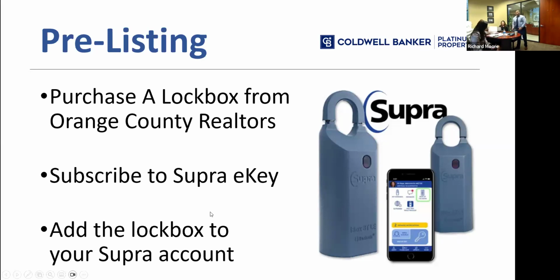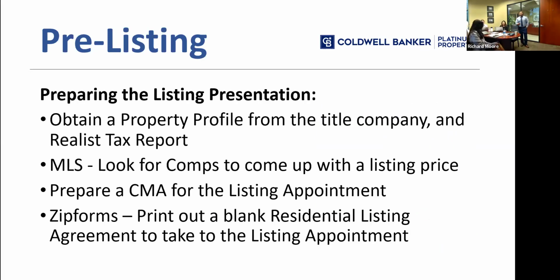All right, so preparing the listing presentation. We're going to summarize that: obtain a property profile from the title company and a copy of the real estate tax report. We talked about this, right? To ensure that the person you're speaking to is the owner of the house. Look up the MLS for any comps to come up with a listing price, prepare the CMA for the listing appointment, and then go to Zip Forms and print out a blank residential listing agreement and take it to the listing appointment.